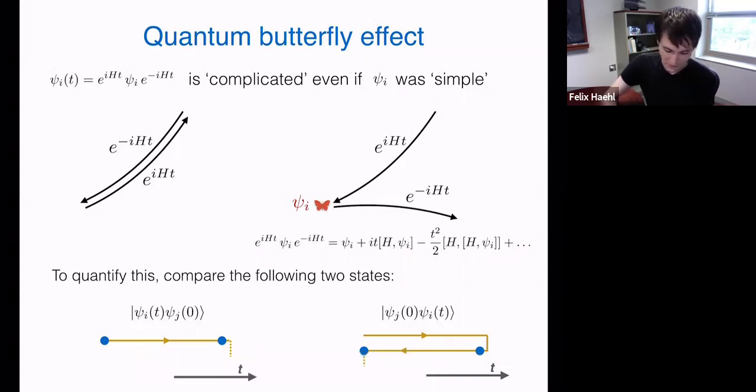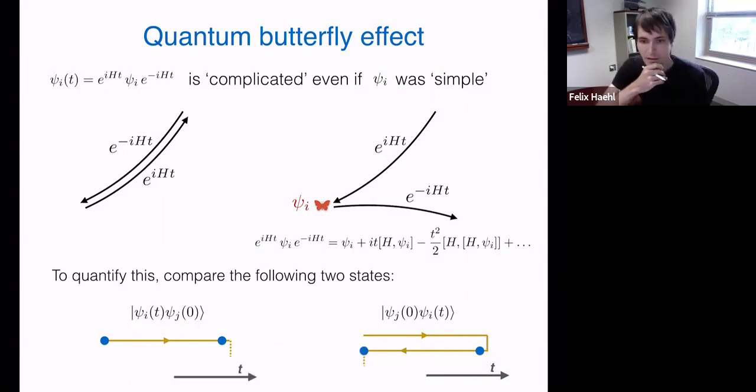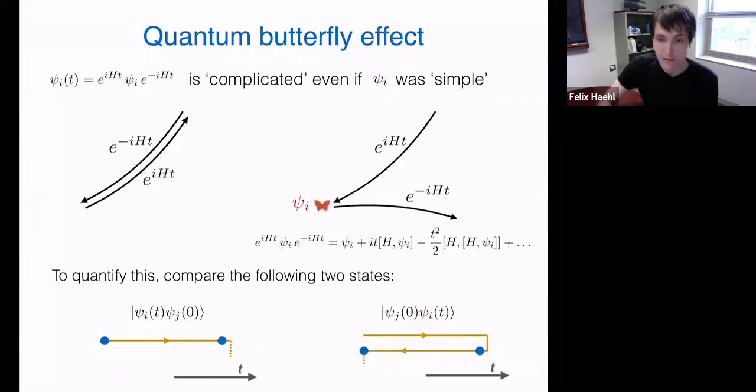So to make this more precise, you can compare two states in the theory. And in both of these states here, we want to consider two operator insertions, one at time 0 and one at time t, but we swap their order. So we ask, does it matter in which order we insert them? And the one we insert at t feels this chaotic time evolution of the Hamiltonian. So to compare how different these two states are, you can compute their overlap. And that is going to be a 4-point function.